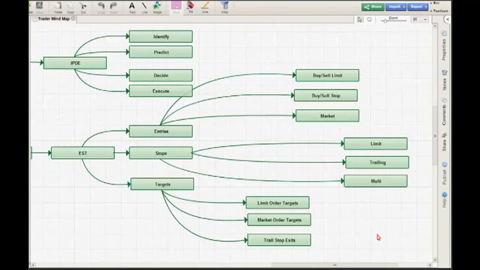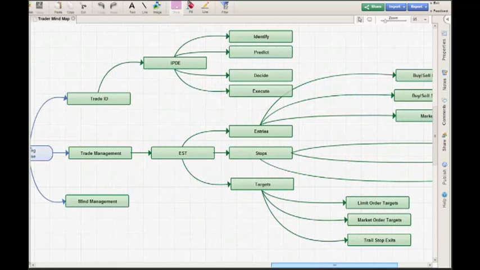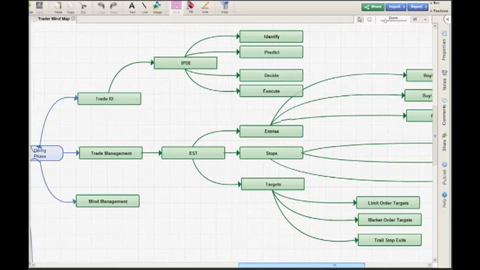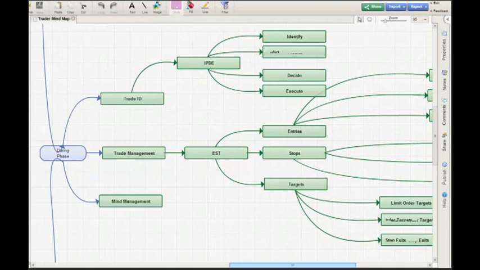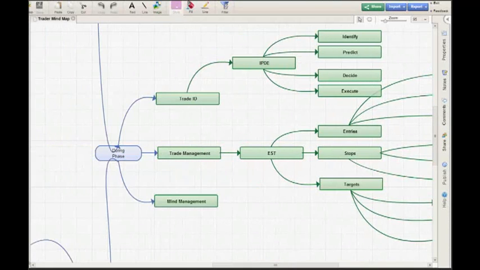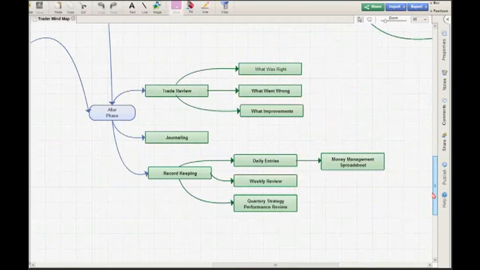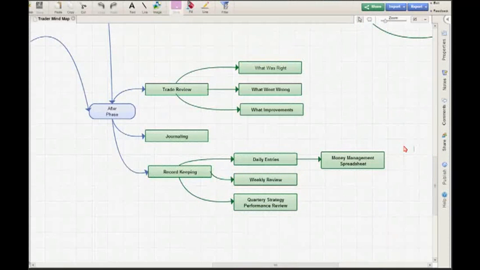And we discuss buy-sell limit orders, buy-sell stop orders, market orders. In terms of stop loss, we talk about limit, trailing, and multi-trade stops. And then in targets, we talk about limit order targets, multi-order targets, or market order targets, and trail stop exits. So we're going to break these things down into several different ways and kind of teach you several different lessons on how you're going to use all those. Now, naturally, we won't get to all of that this week, but that's stuff that's all in the during phase of the trade. And then in the after phase, now we talk about trade review.